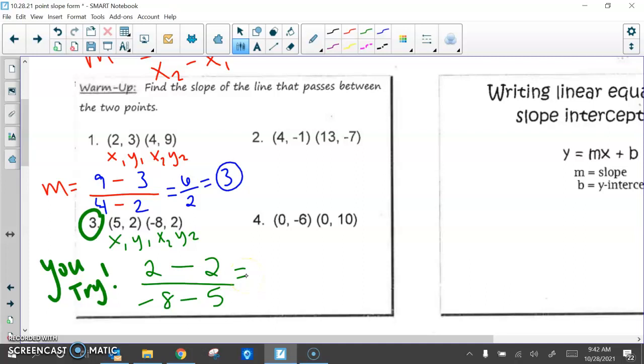Then you're going to do 2 minus 2, which is 0. Negative 8 minus 5 gives you a negative 13. Well, 0 divided by negative 13 gives you a final answer of 0.